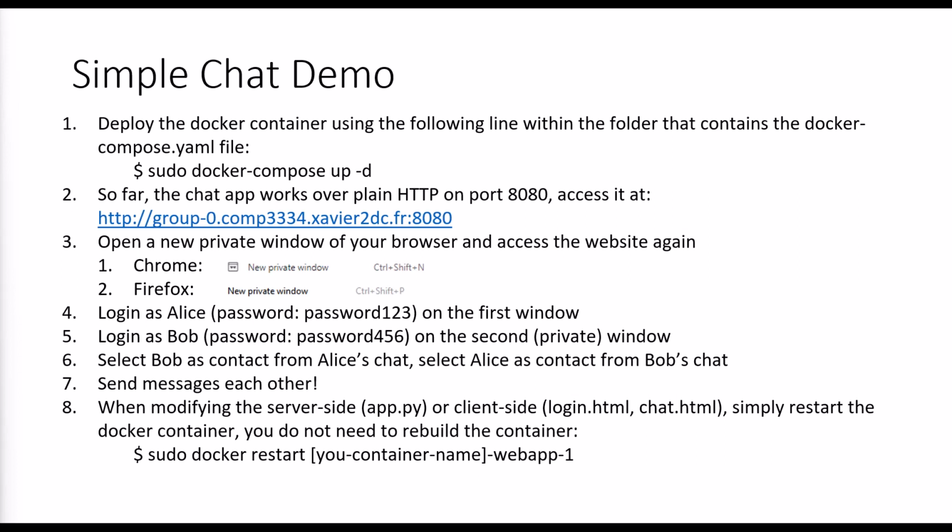When you modify the application, whether it's from the server side within the app.py or from the client side, simply restart the Docker container to make the changes effective. You do not need to rebuild the container, you simply need to restart it. The code for the application is mapped inside the container, and so a change in any of the files will be reflected instantly in the container. You simply need to restart it so that the server side fetches the new files. Let's see a demo of that.